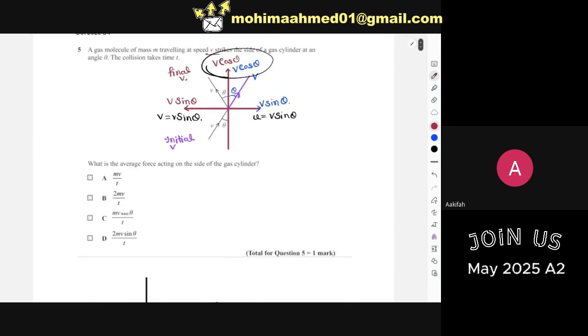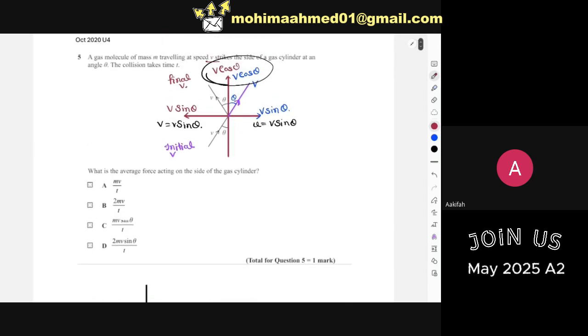All the information provided in your question was regarding the velocities of the gas molecule. There was no information provided for the gas cylinder. So what you have to do is calculate this entire thing in terms of the gas molecule and then reverse the direction.